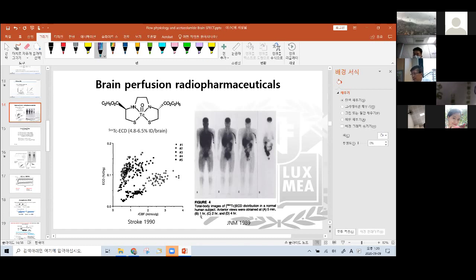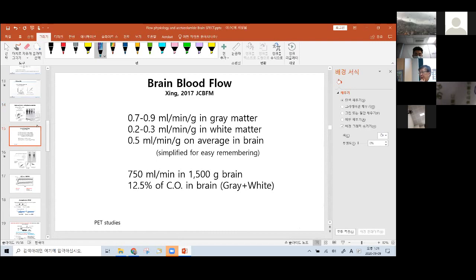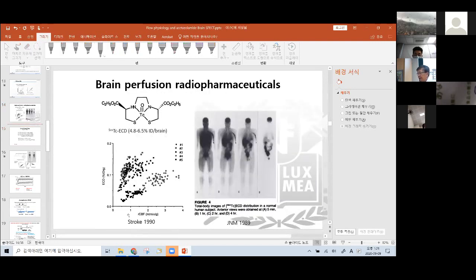And also, in 1990, in the Journal Stroke, they measured regional cerebral blood flow, using PET at that time, and the ECD percent injected dose per gram of tissue, the percent uptake of the injected dose of the radiopharmaceutical taken up in a gram of tissue. So it looked kind of proportional. And for brain blood flow here, you might find that cerebral blood flow is 1 milliliter per minute per gram to 3 milliliter per minute per gram. It looked silly to me.